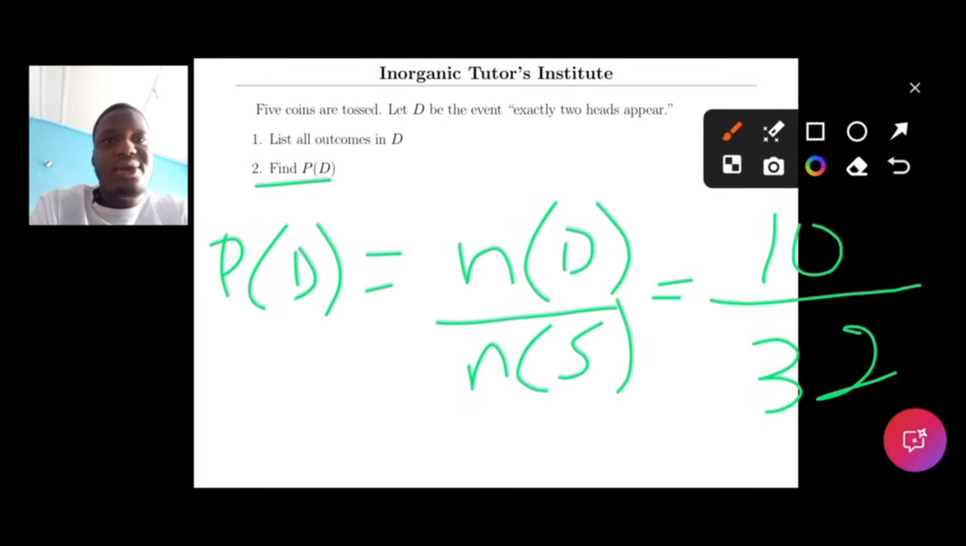So we've seen how we listed all the outcomes in D. D has 2 heads, and I showed you a way you can always get through with that. Just keep one still and float the other, and make sure the one you are floating doesn't come behind the one that always stands still, else you get 2 outcomes being the same. So once you do that, you find the number of outcomes in D, which we had to be 10, then divide by the sample space, which I taught you to get by multiplying the outcomes for each toss, which is 2, 2, 2. So we have 32.